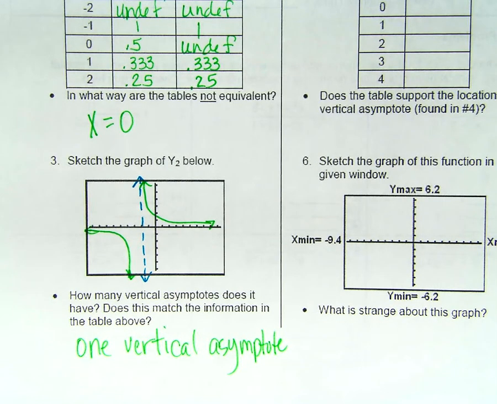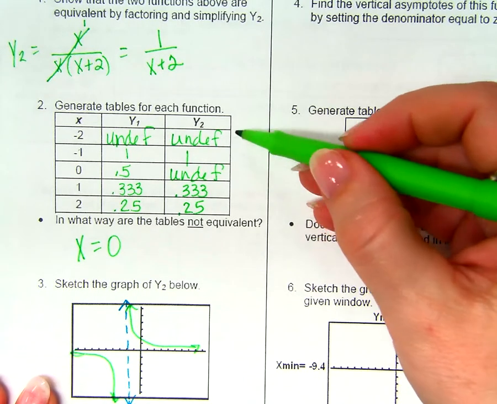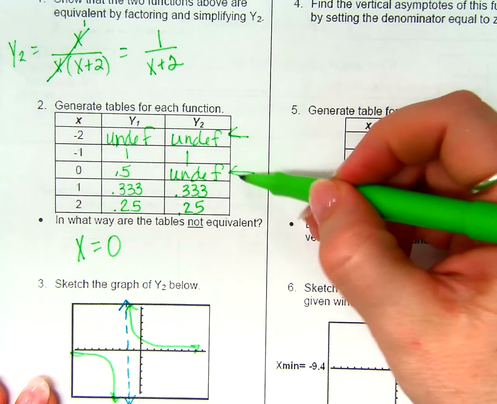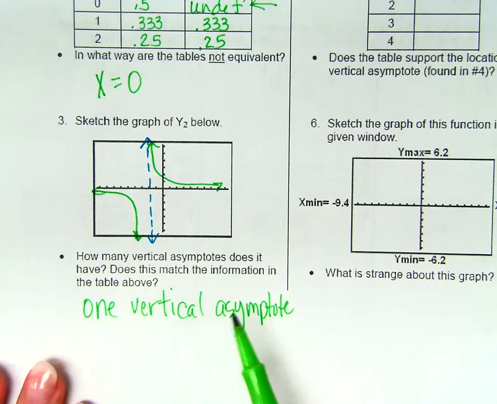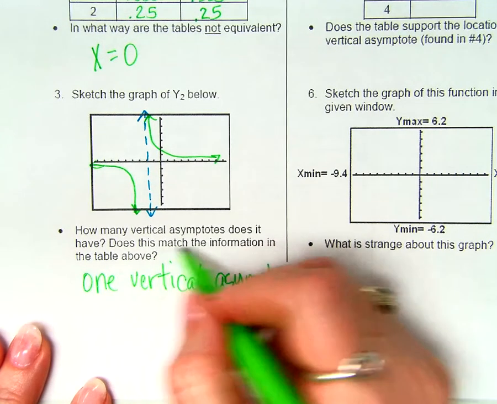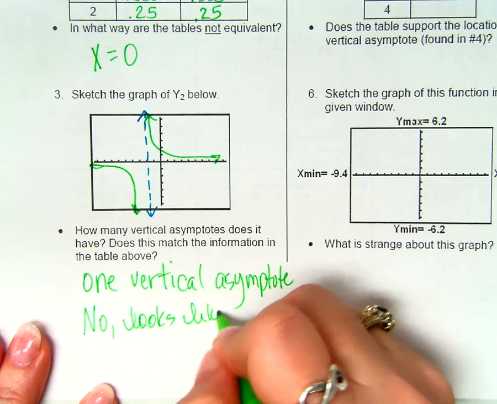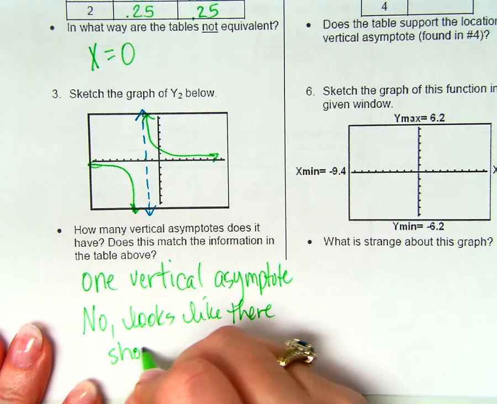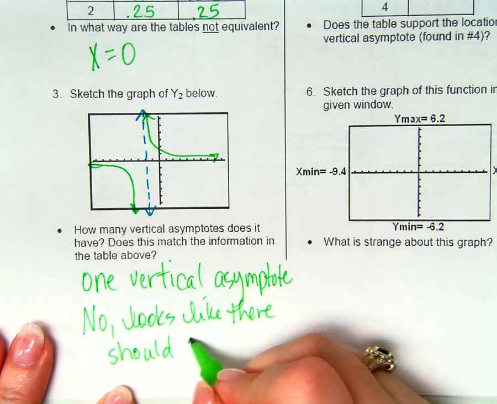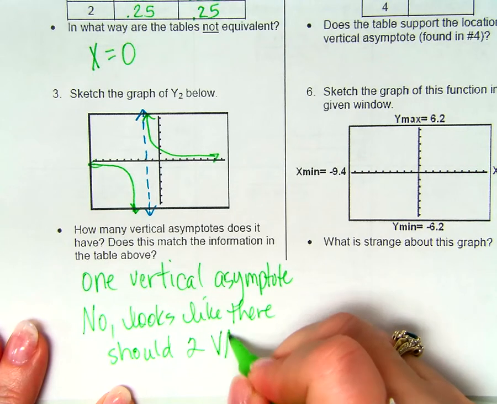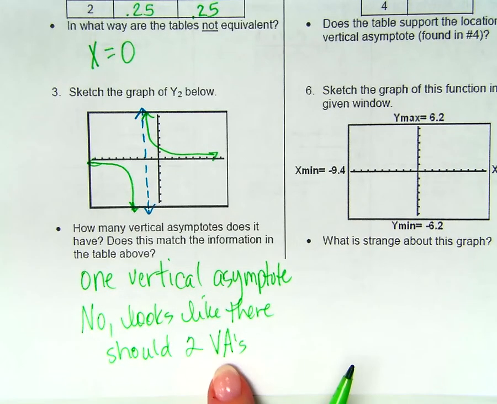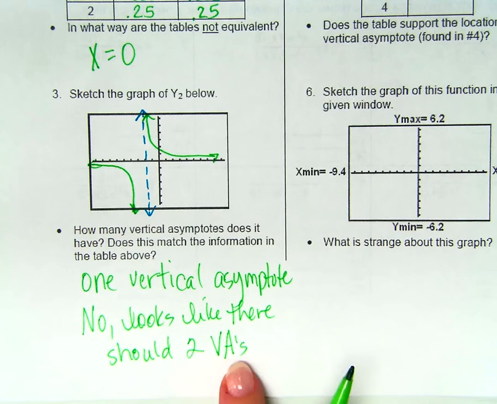Does this match with the information in the table? What makes a vertical asymptote in the table? Where it says undefined. How many times is undefined in the table for y sub 2? Twice. So how many vertical asymptotes do you think we should have? So does this match the information in the table? No, because it looks like there should be 2 vertical asymptotes. I think you used that abbreviation on your worksheet last time we met, right? VAs, vertical asymptotes.